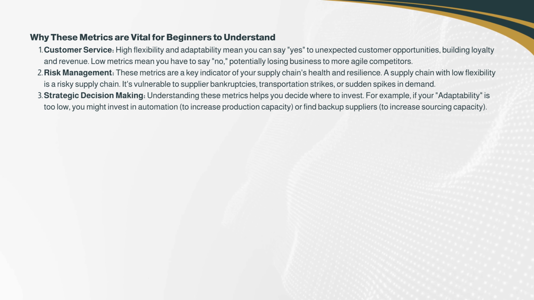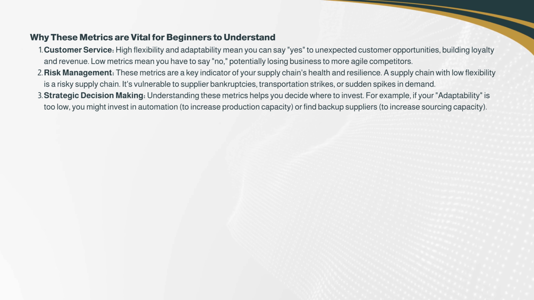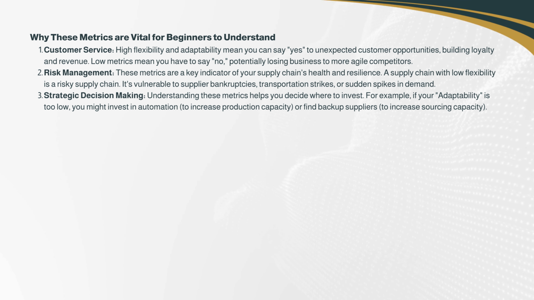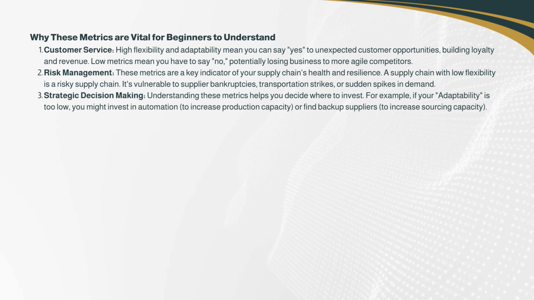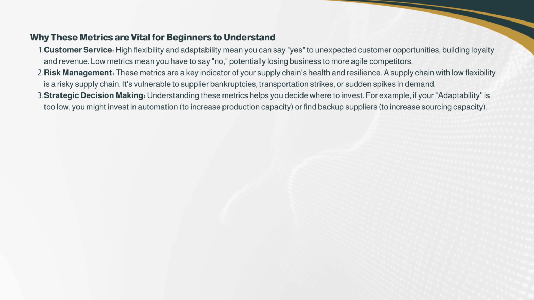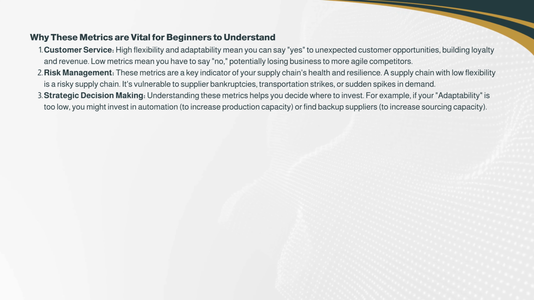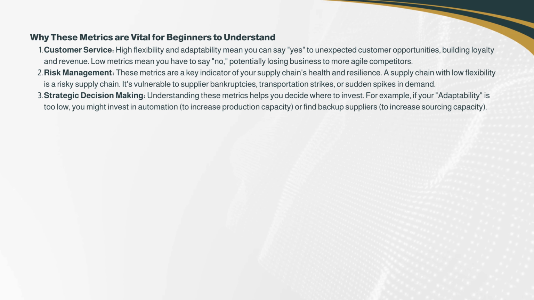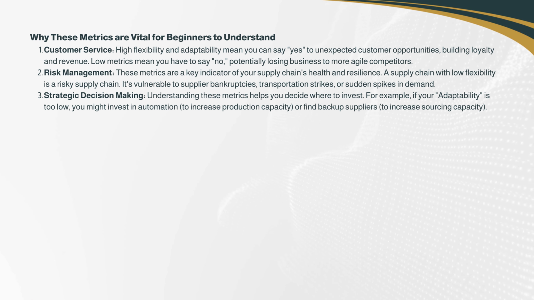Risk management. These metrics are a key indicator of your supply chain's health and resilience. A supply chain with low flexibility is a risky supply chain. It's vulnerable to supplier bankruptcies, transportation strikes, or sudden spikes in demand. Strategic decision-making. Understanding these metrics helps you decide where to invest. For example, if your adaptability is too low, you might invest in automation to increase production capacity, or find backup suppliers to increase sourcing capacity.